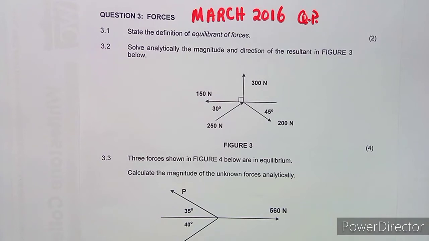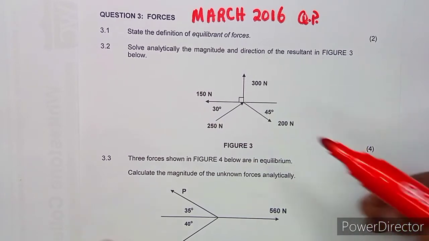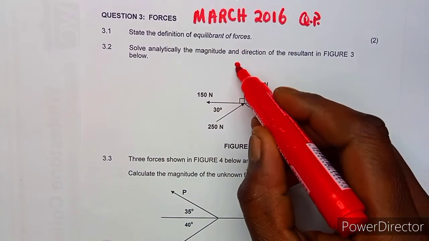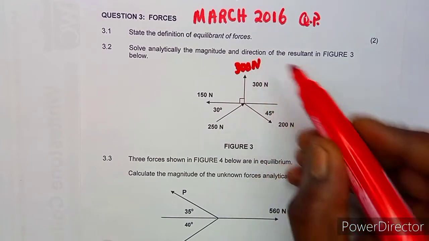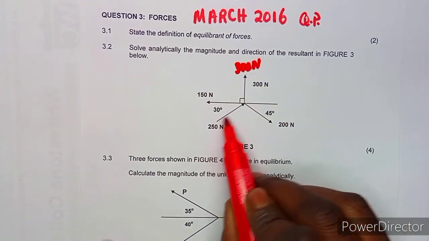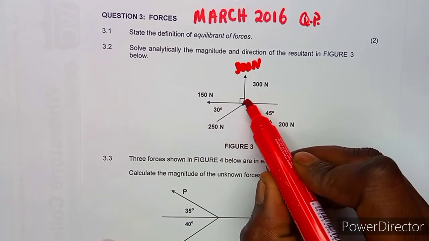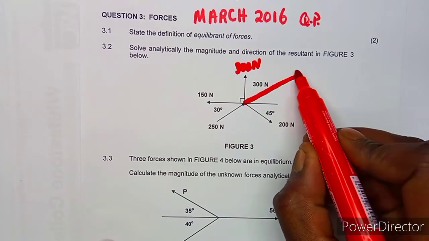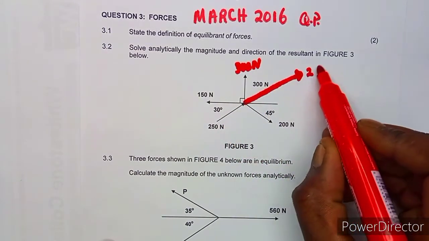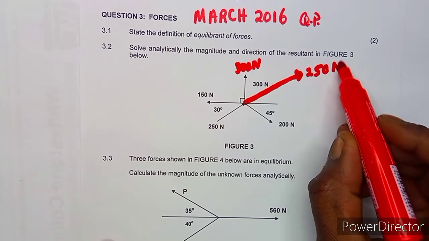Solve analytically the magnitude and direction of the resultant in Fig 3. All right, so there we need the resultant. Not wasting much time, as we know from the previous part, this is 300. Let's just put it normally here. Remember, I told you that a force is supposed to be taken from the point, not to the point. So you have to continue with this, take this one out like this. So this is going to be our 250 Newton here.